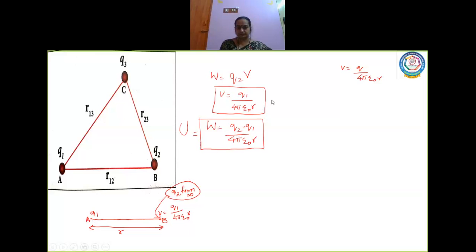Is it clear whether it is Q2 from infinity to B or whether it is Q1 from infinity to A? You will have the work done to be W is equal to Q2 Q1 by 4 pi epsilon naught R, which is nothing but the potential energy. Is it clear, children? So go through this paragraph very clearly. Understand what I am trying to say.